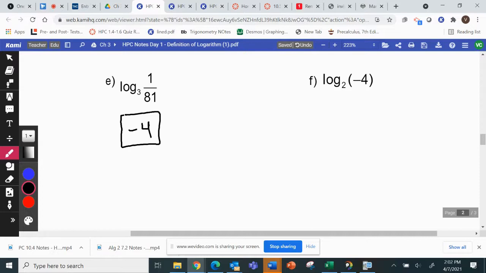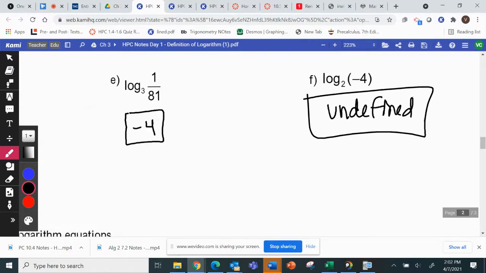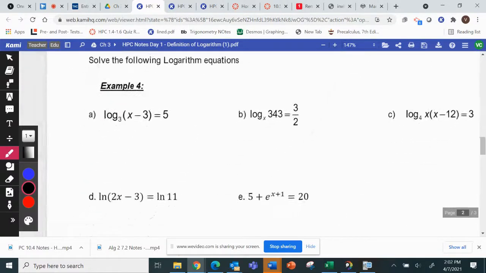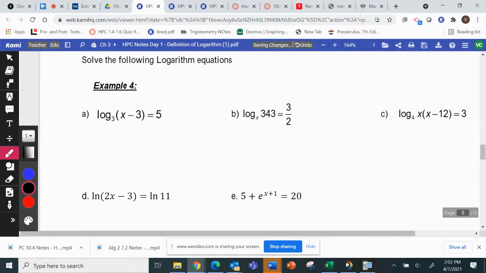It is impossible. So since I am not solving, by the way, it's impossible. We can't do a logarithm of a negative number or 0. So where that -4 is, can't do it. Since it's impossible and I'm not solving, I'm not going to write no solution. I'm just going to write undefined. You would write no solution if we were solving. Oh, look, the next ones are solving.